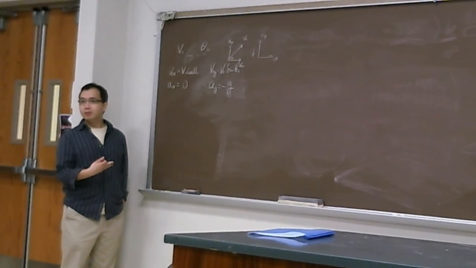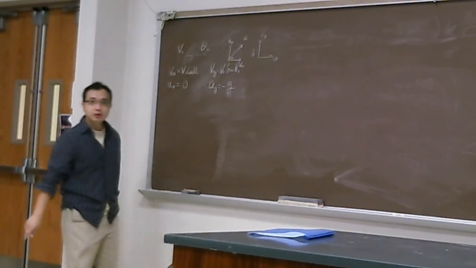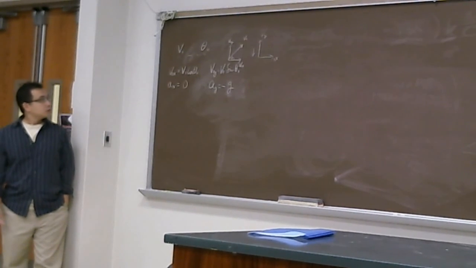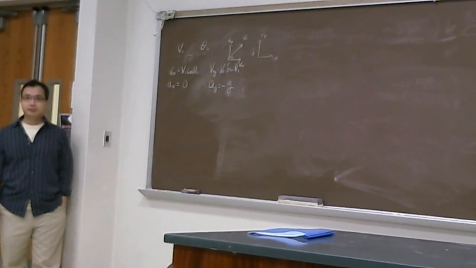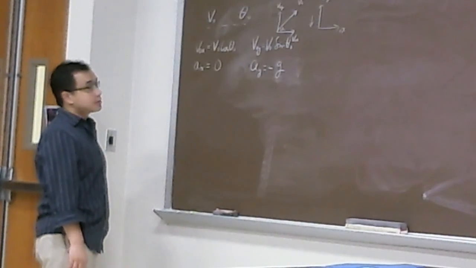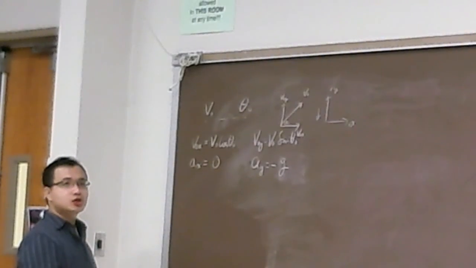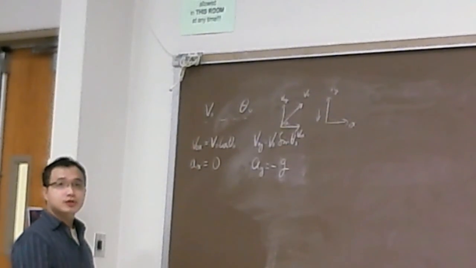Okay, but in this problem, I will only use the symbol. I will only use g. Any question here? Now, these are some given quantities. Then, from these quantities, we should be able to calculate other kinematic quantities. Okay.